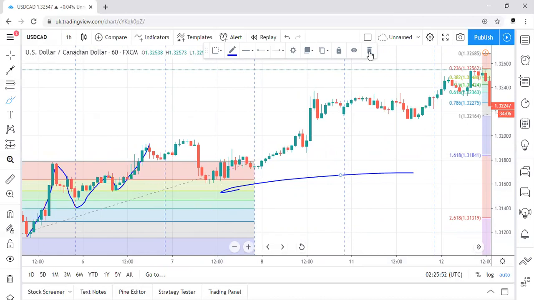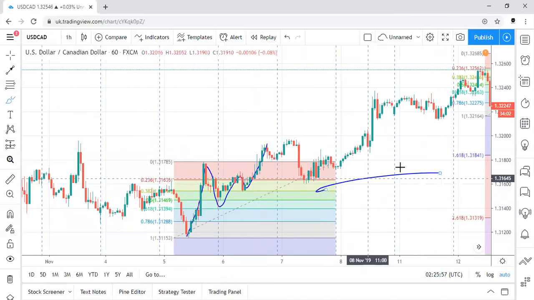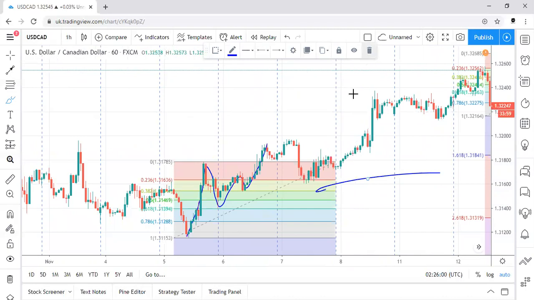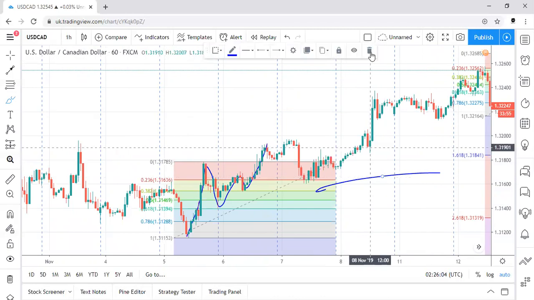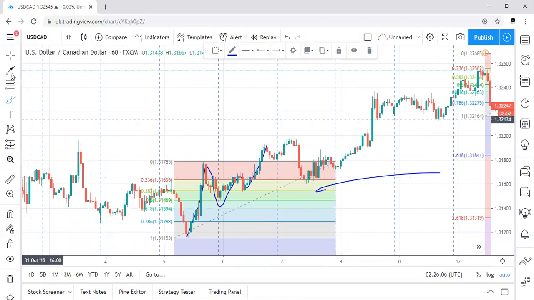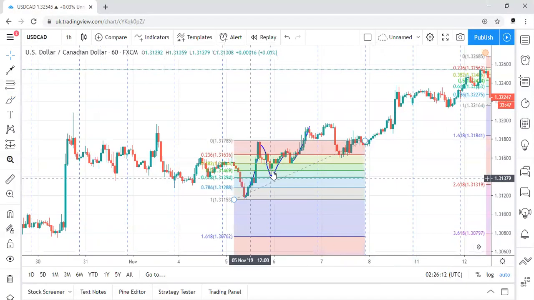Into this long list. We are seeing the same thing that is happening currently here. I want to remove this, it's messing up my chart. We are seeing the same thing here.